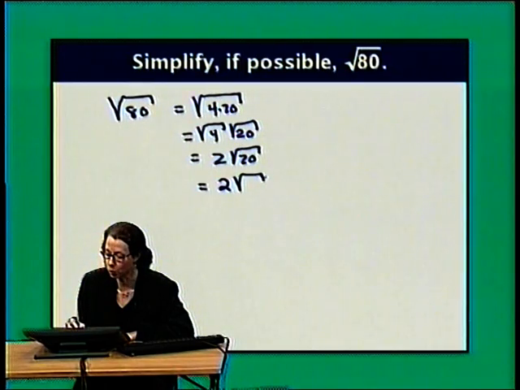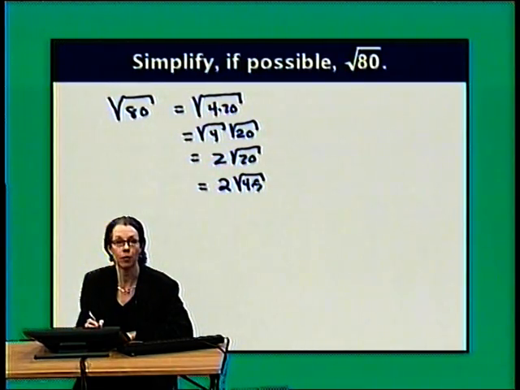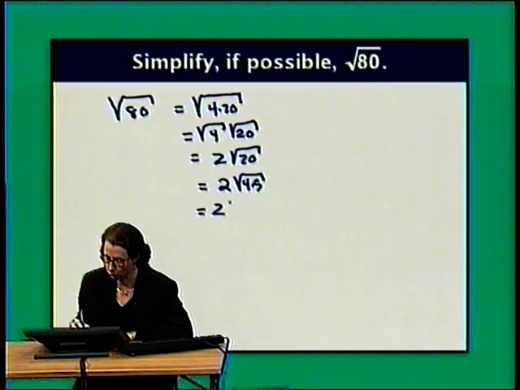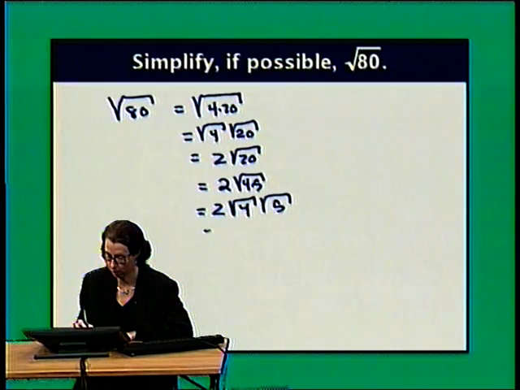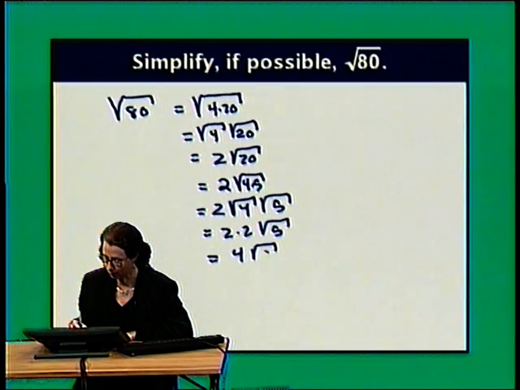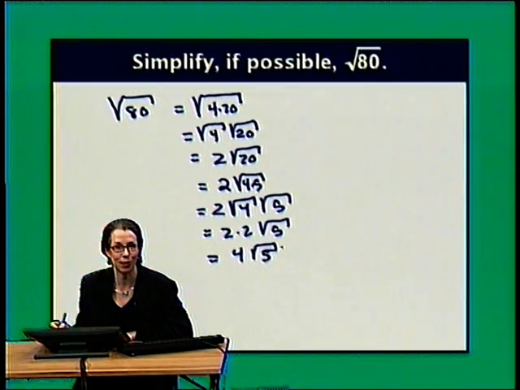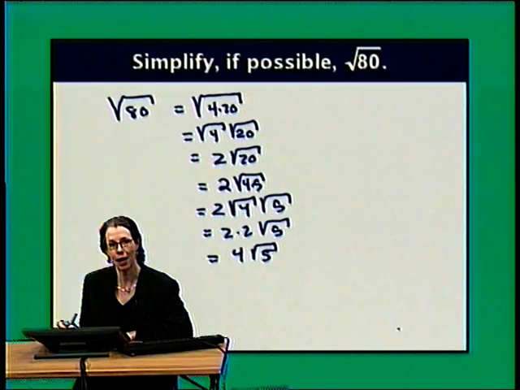I can write the square root of 20 as the square root of 4 times 5. So this is 2 times the square root of 4 times the square root of 5. Square root of 4 is 2 again. 2 times 2 times the square root of 5. Whew. Lots of steps to get a simplification of 4 times the square root of 5.